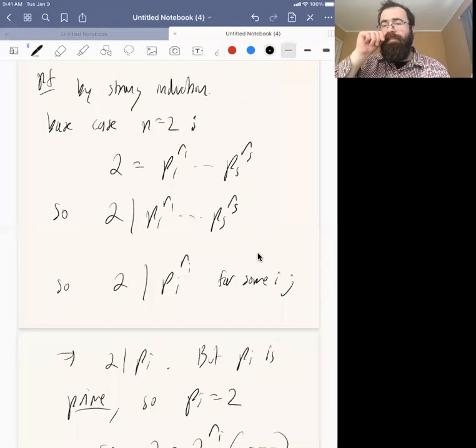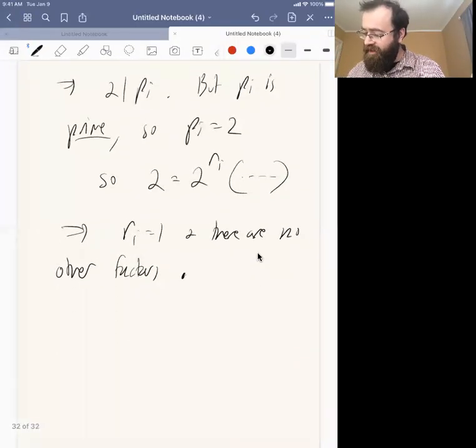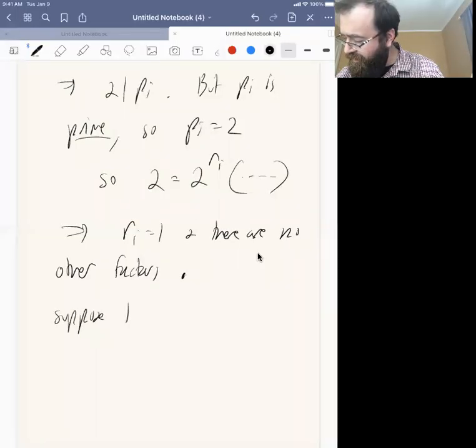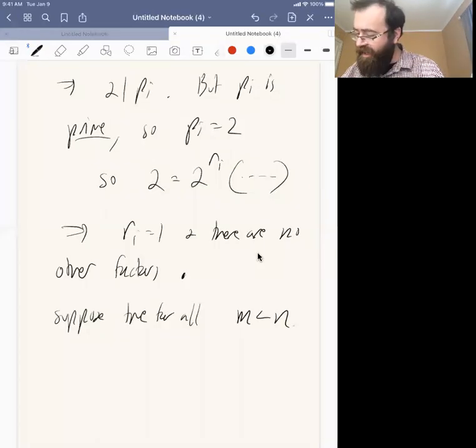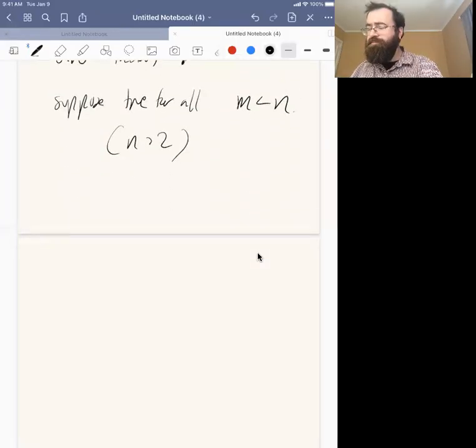But yeah, okay. So now let's do the inductive argument. So suppose it's true for all m less than n, where now n is some number bigger than 2. Okay. All right. So how are we going to proceed?